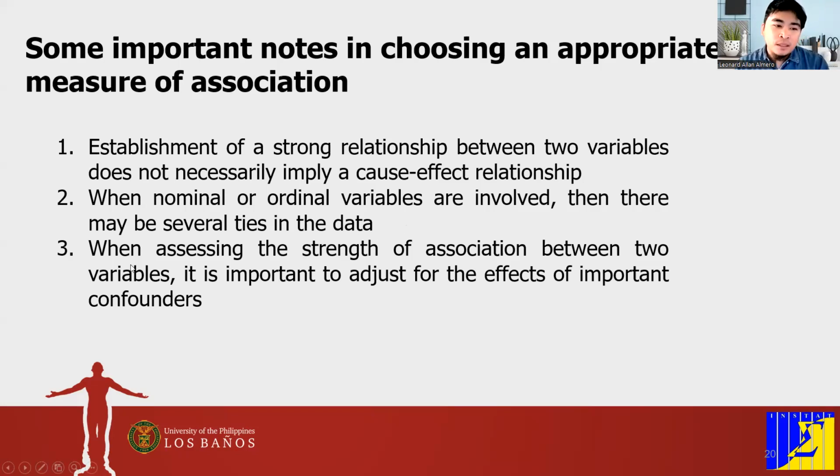Okay? So last, when assessing the strength of association between two variables, it is important to adjust for the effects of important confounders. Some variables will reflect na mataas yung association po. Pero minsan, ito ay dahil lamang sa isang variable na nagko-confound sa kanilang dalawa. Okay, so that's why it's important to study your variables of interest. Hindi lang po porket lumabas dun sa Pearson na ganito ay dahil na yun doon.